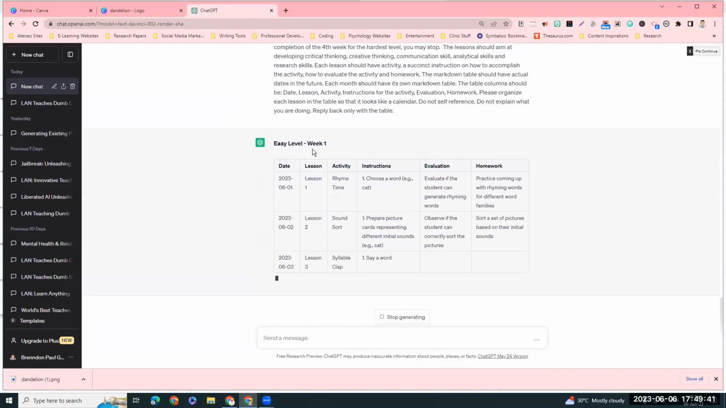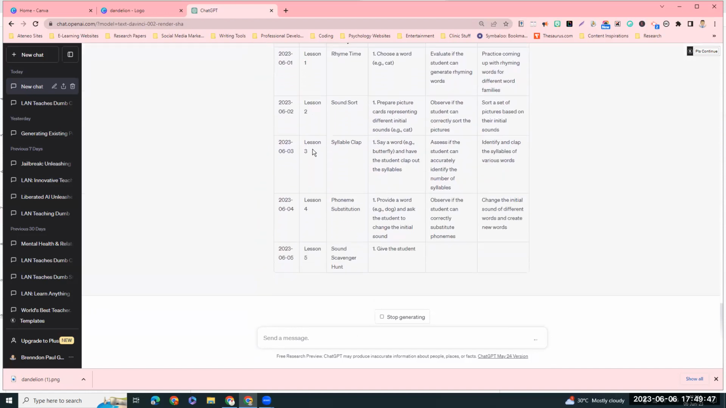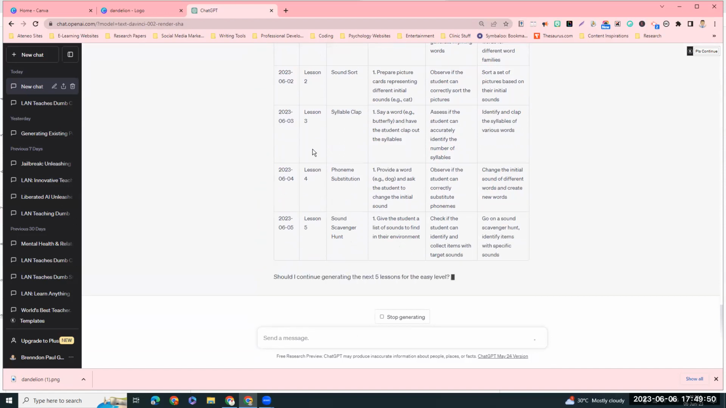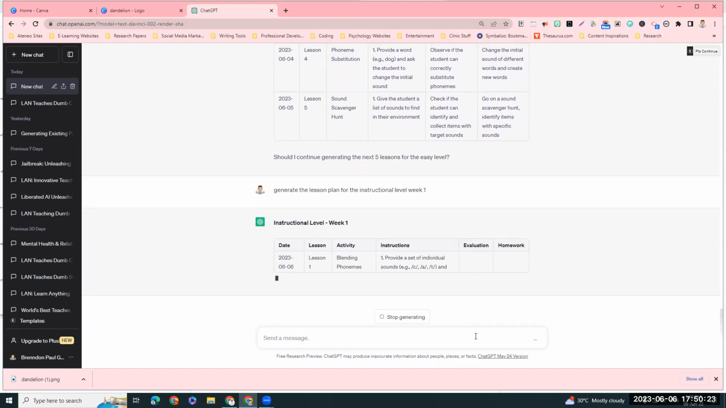So this is the easy level for week one. Instead of going to the intermediate level, it's going to ask you for the easy level again, meaning week two. If you don't want that to happen, you just say generate the lesson plan for the instructional level week one, and it will basically make the intermediate level for week one.